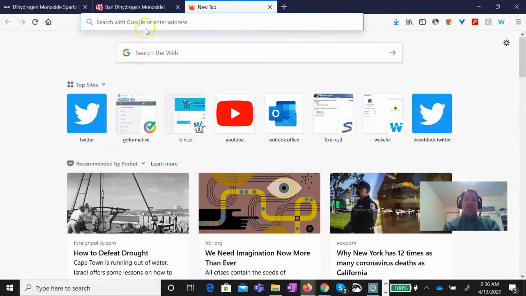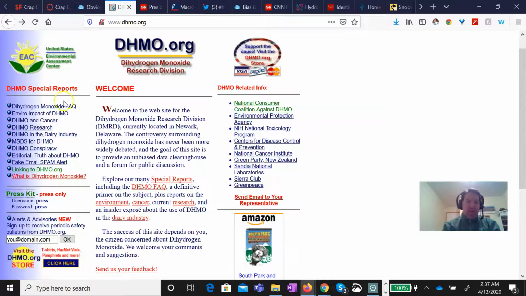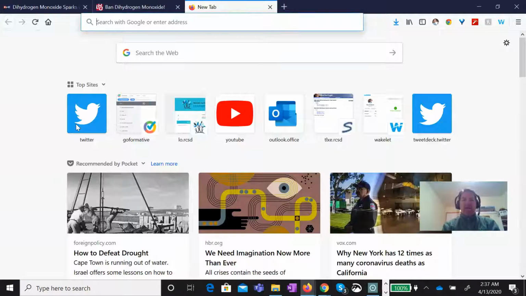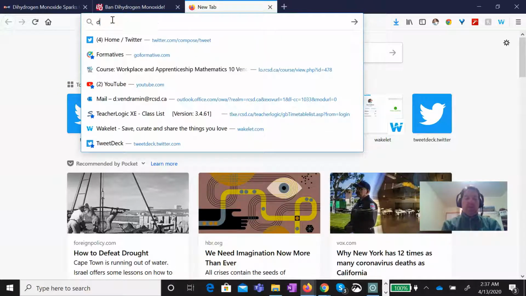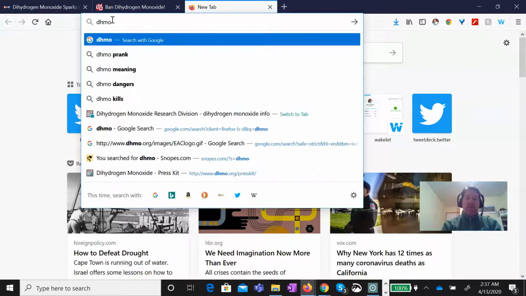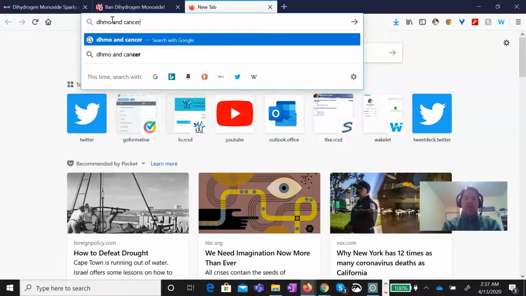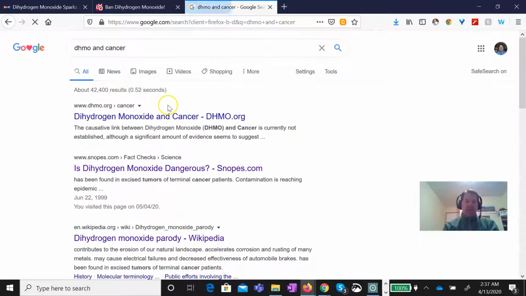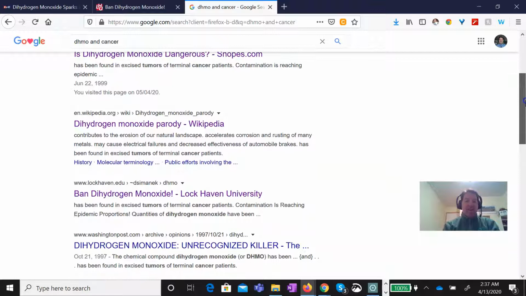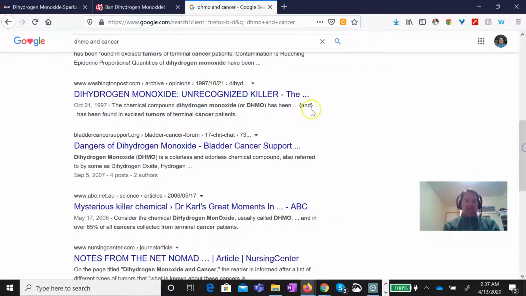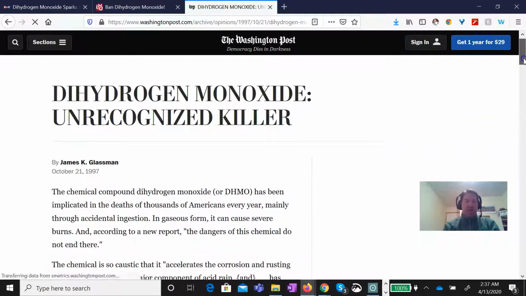What if I go back to the website here, and maybe I want to see DHMO in cancer, right? So does this lateral looking work? DHMO and cancer. What kind of things do I get from here? Again, oh, look at this. Kind of interesting. Is hydrogen monoxide dangerous? From our friend Snopes that we're going to take a look at. But there's a hydrogen one, the unrecognized killer. Wow. And this was checking up the cancer one.